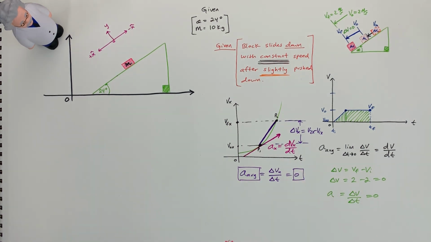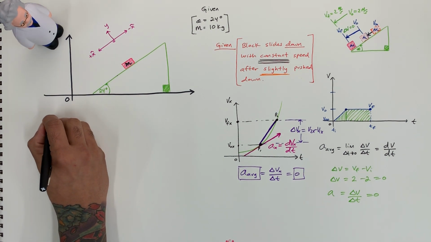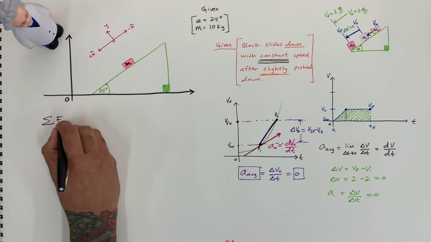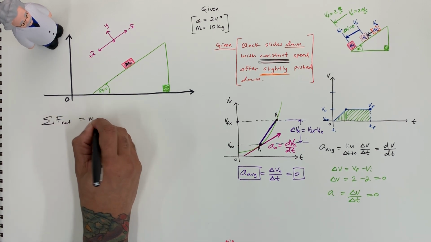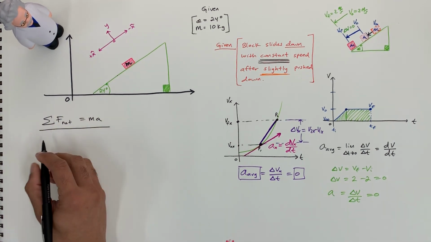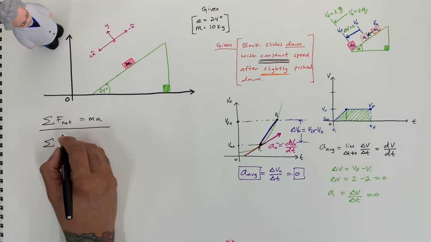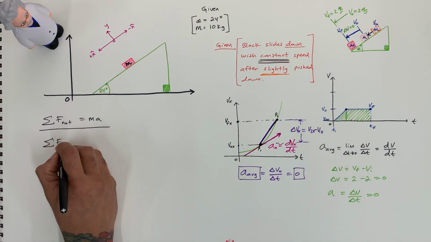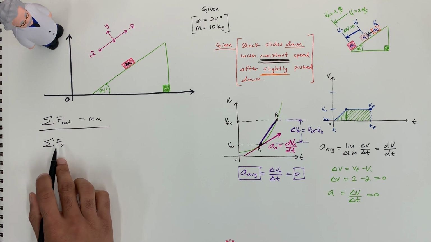Okay, so now let's use that and see how we can take advantage of that. So we have Newton's second law. We got the net force equal to ma. So we're going to do the force in the x direction, so the net force in the x direction.